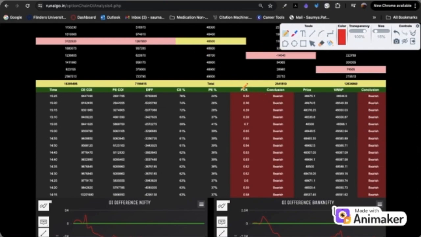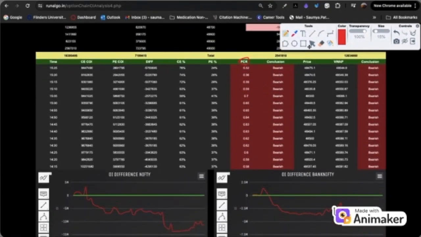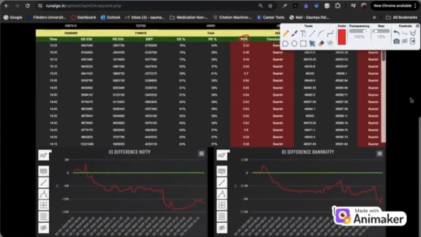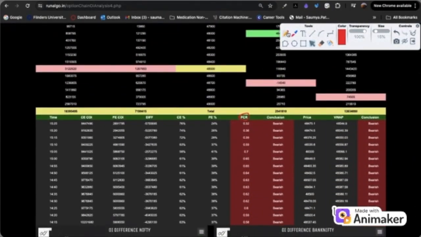Let's move to the PCR OI analysis page. If you have done option trading and studied option trading, you would have probably heard the word PCR. PCR basically is put call ratio, where it's put OI divided by call OI in simple terms. So on this website, you can see PCR itself and CE percentage and PE percentage, right?